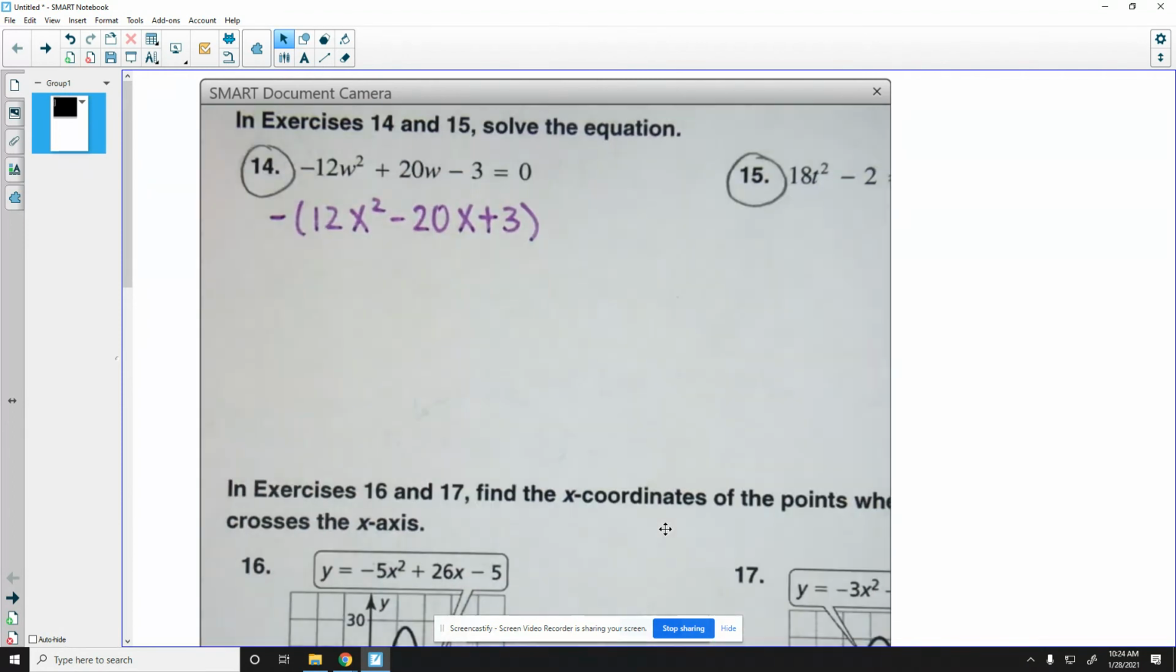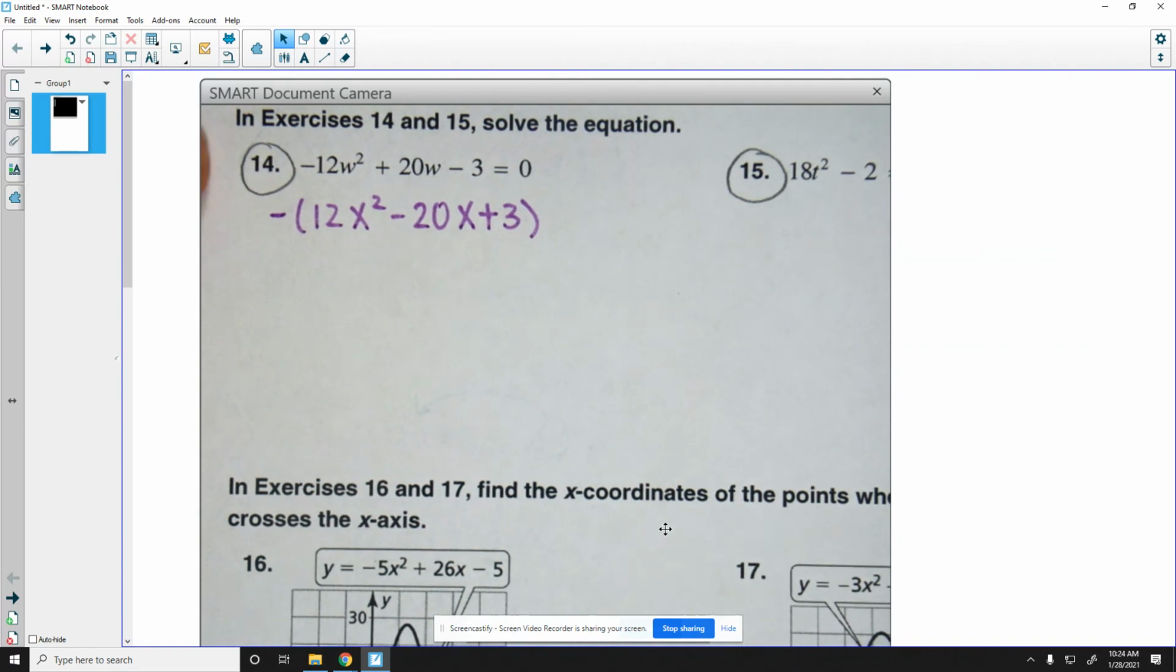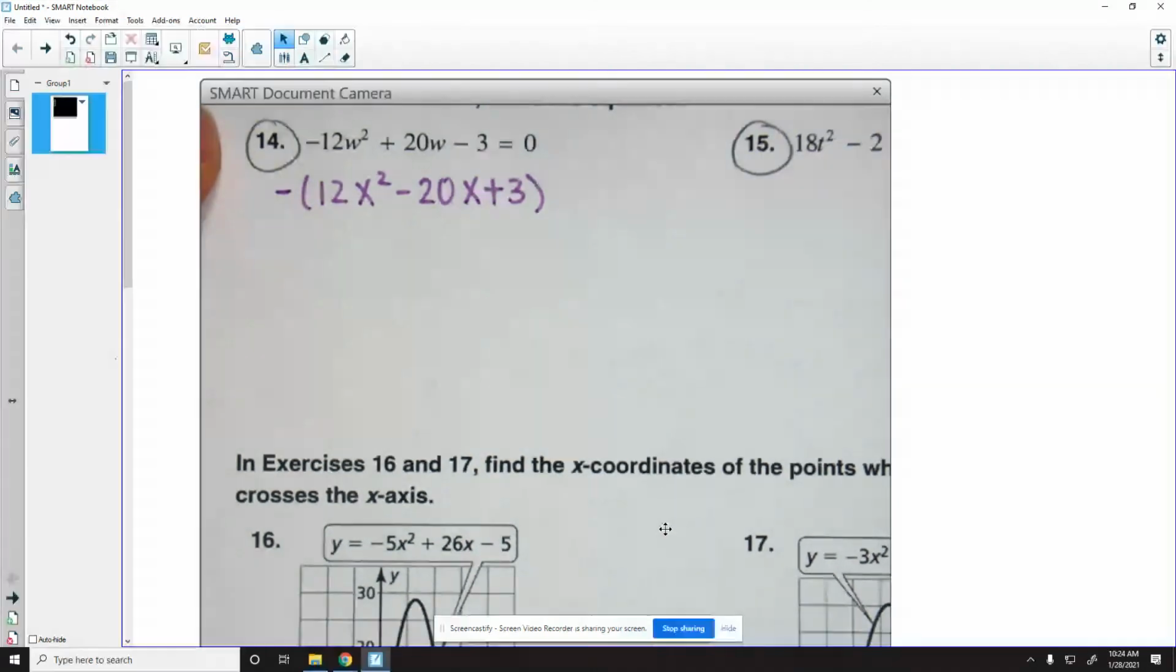Guys, you're doing real live algebra. This is like the actual stuff, none of the baby stuff anymore. Be proud of yourself. Like you're doing it.